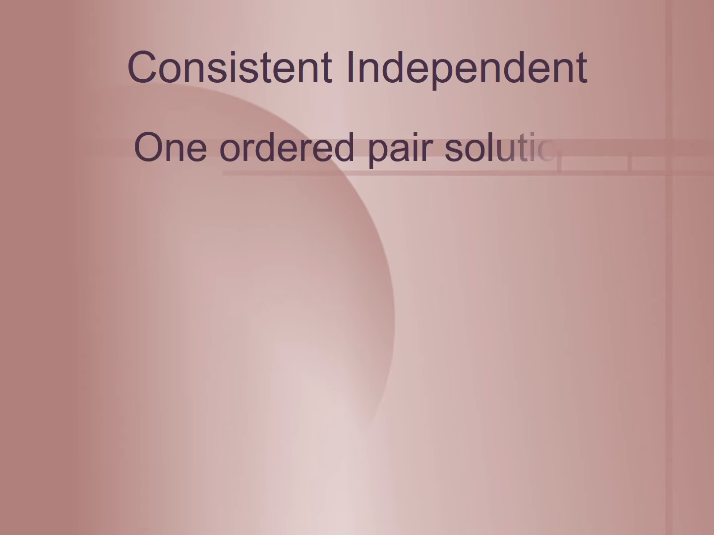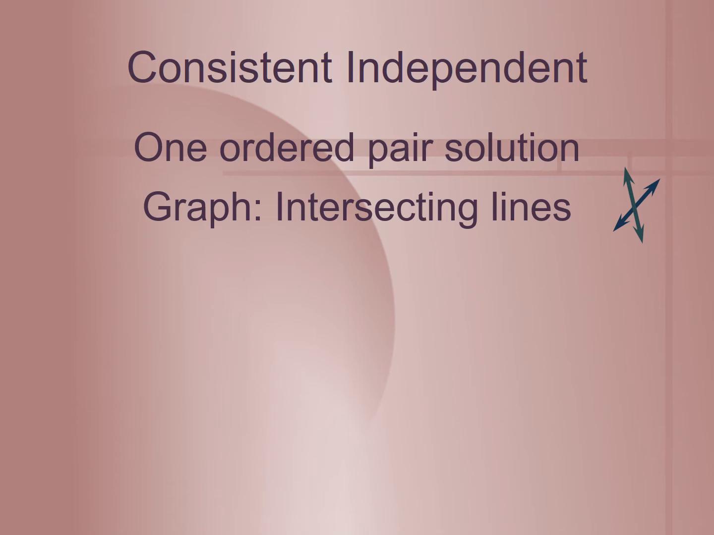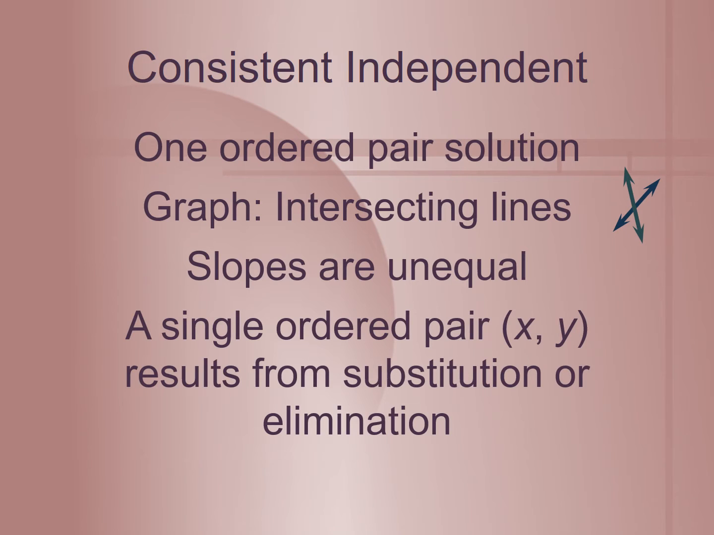All right, let's review. Consistent independent is going to have one solution. The graph is going to be intersecting lines, and the slopes are unequal, which means they're not the same. So if you have a consistent independent system, you're going to have one solution. They're going to be intersecting lines if you graph them, and the slopes are not going to be the same. So you'll have a single ordered pair result from either substitution or elimination.